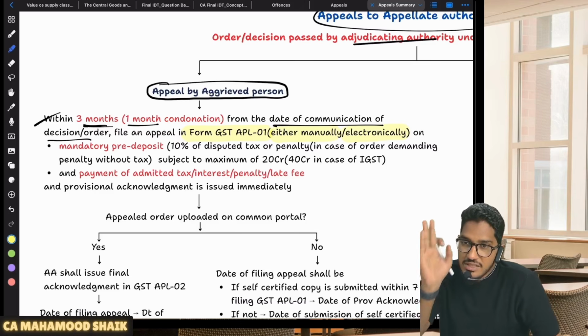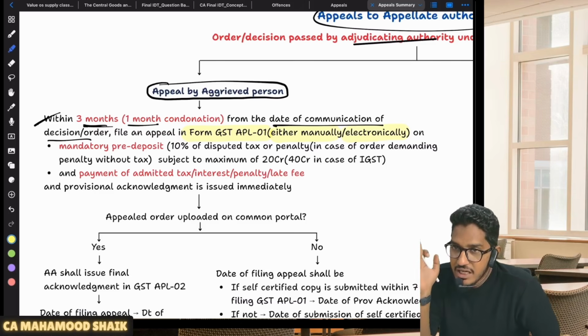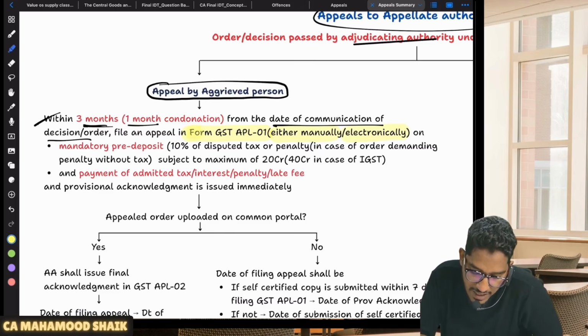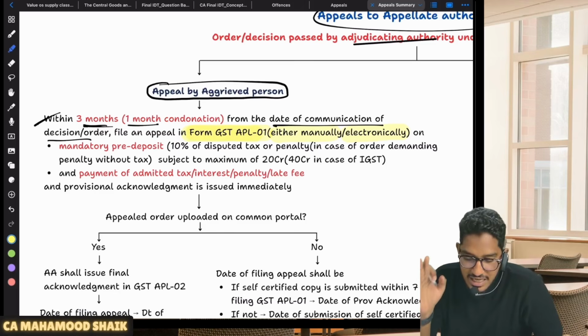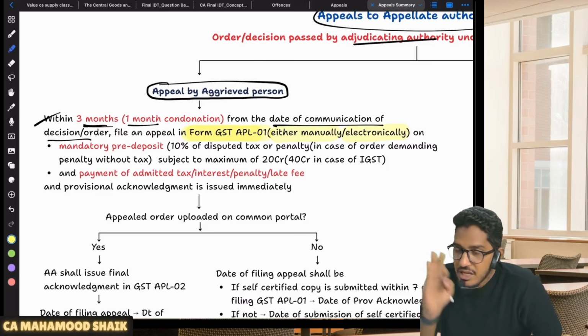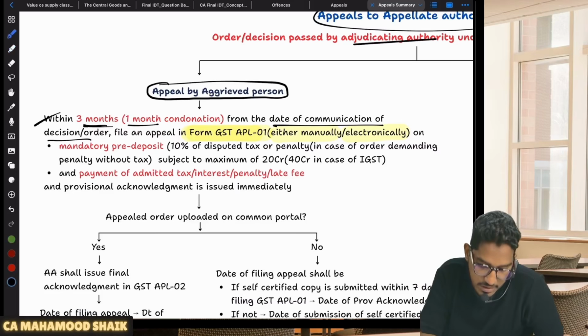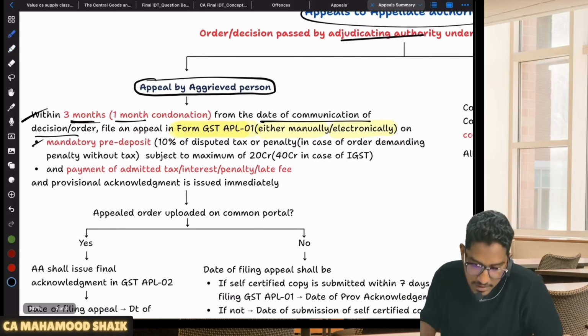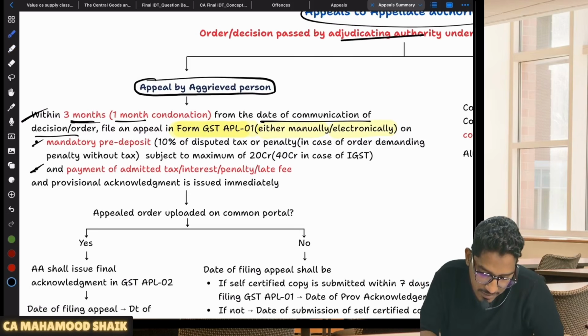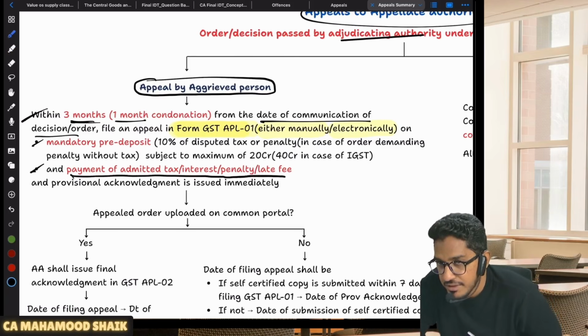So whatever it is, if an aggrieved person is affected by the adjudicating authority's order, you have to file an appeal in form GST APL 01, either manually or electronically. Within what duration? Within 3 months from the date of communication of the adjudicating order. 1 month condonation delay is permitted. But if you want to go for appeal, first you have to make the payment of all your admitted tax, interest, penalty or late fee.